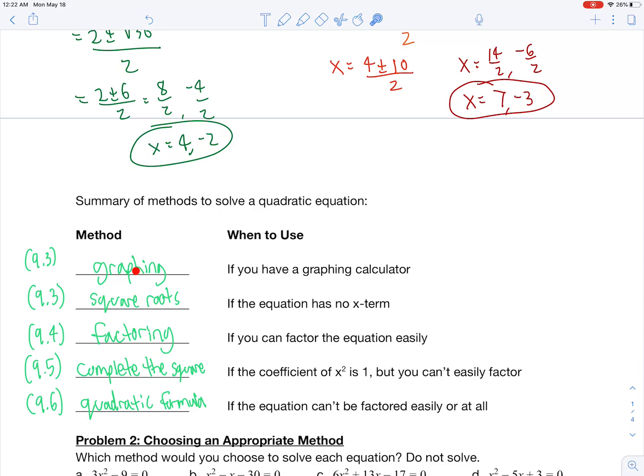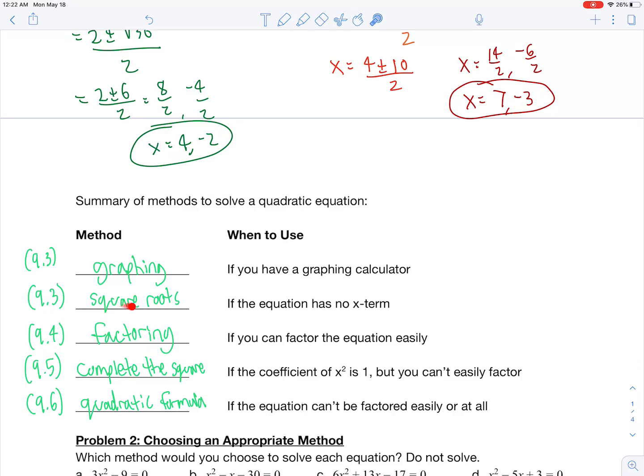So we've been over graphing, and I put these notes off to the side in terms of what sections you can find these methods from. Graphing we don't solve too often. If I need a picture of a graph, I'll ask you to graph it. But most often we're not going to find solutions that way. Again, notice it says if you have a graphing calculator.